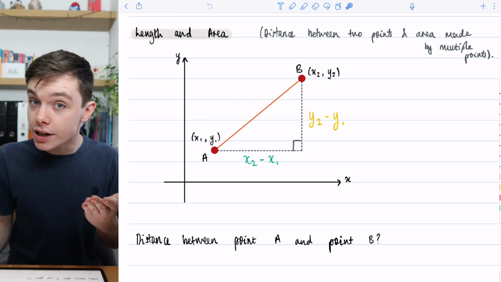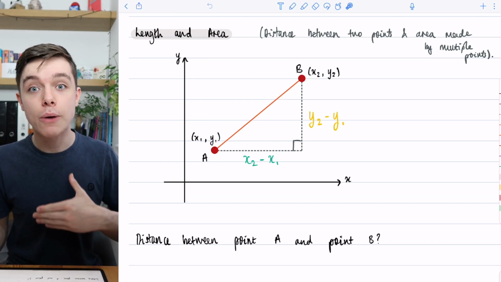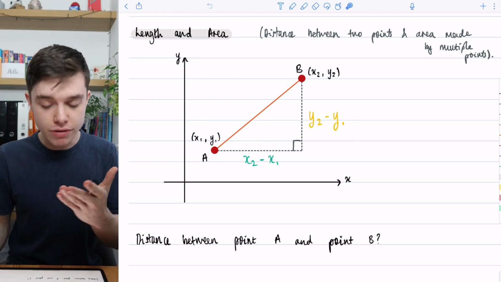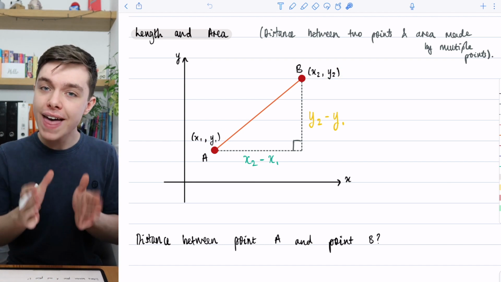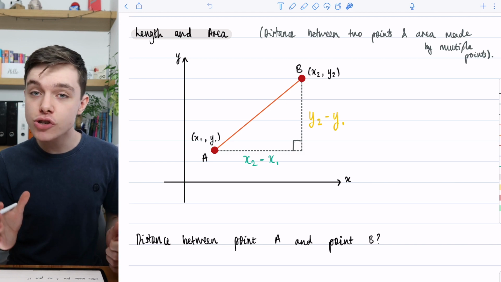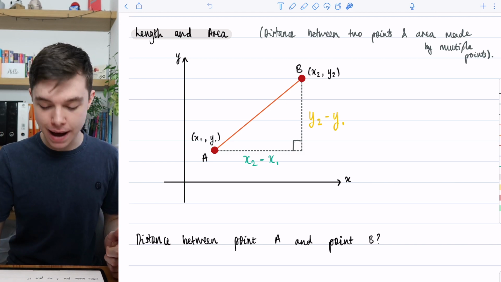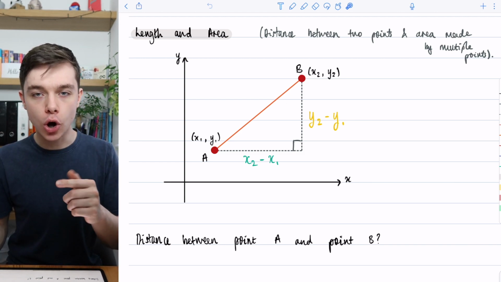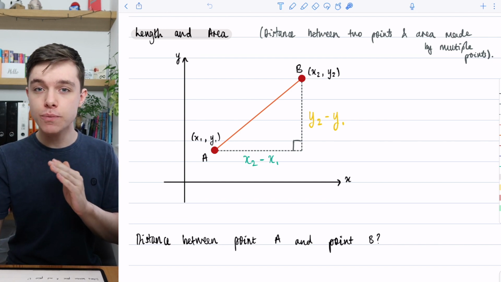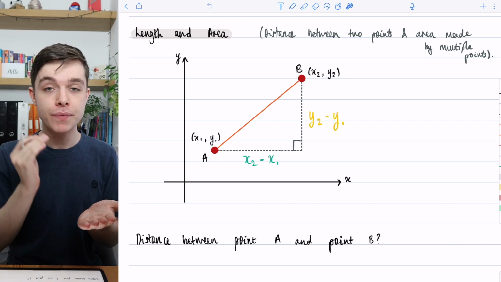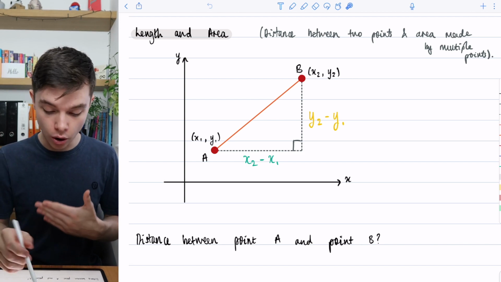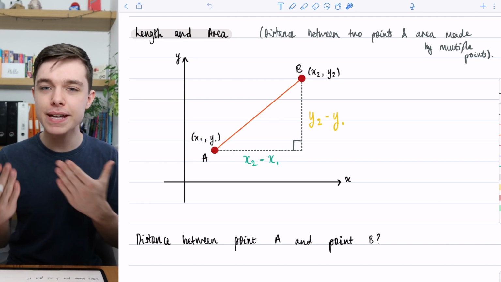So for the gradient, what we needed to do is work out the change in y, and to do that, all we do is subtract the y parts. Then, to work out the change in x, all we do is subtract the x parts. But we have to make sure that for both the change in y and the change in x, we take away, for both of them, A take away B or B take away A. It has to be consistent.